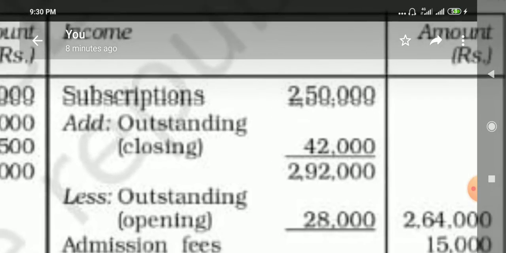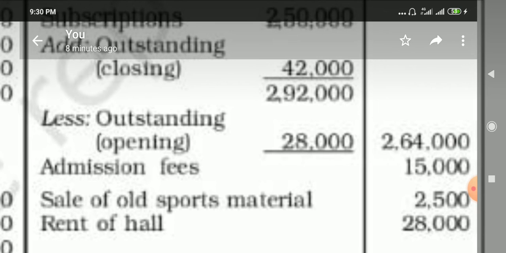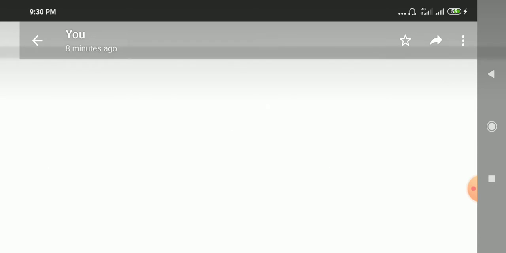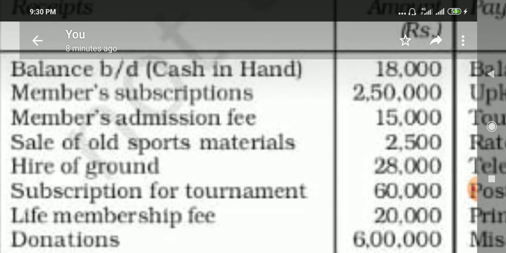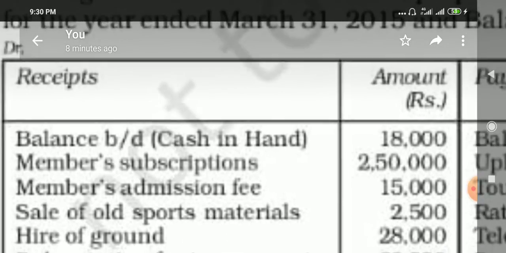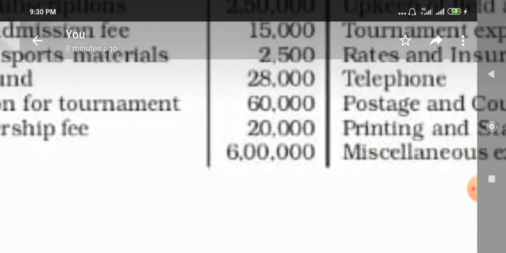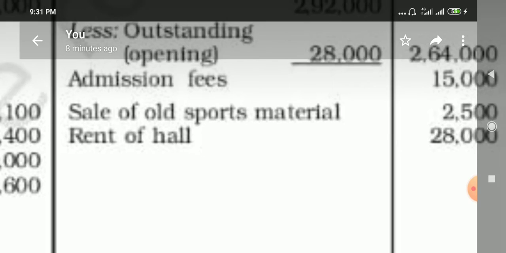See in the income and expenditure account, income side, admission fees 15,000. Then sale of old sports material 2,500 and rent of hall 28,000. Just see, sale of old sports material 2,500 and hire of ground 28,000. That name is changed in this question. Hire of ground in receipts and payment account, but in income and expenditure account it is written rent of hall. Both are the same.